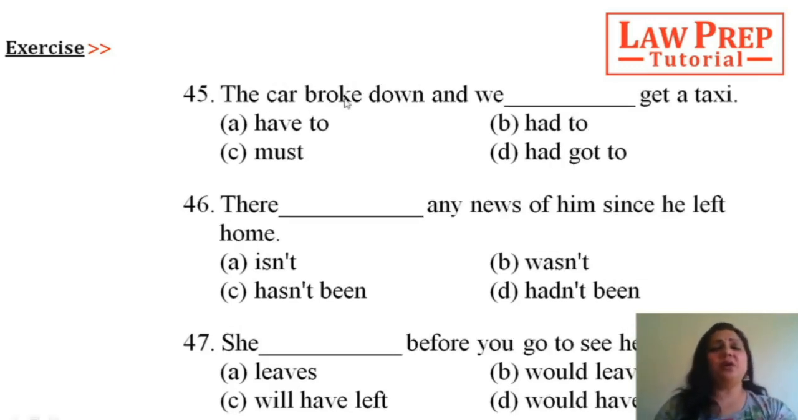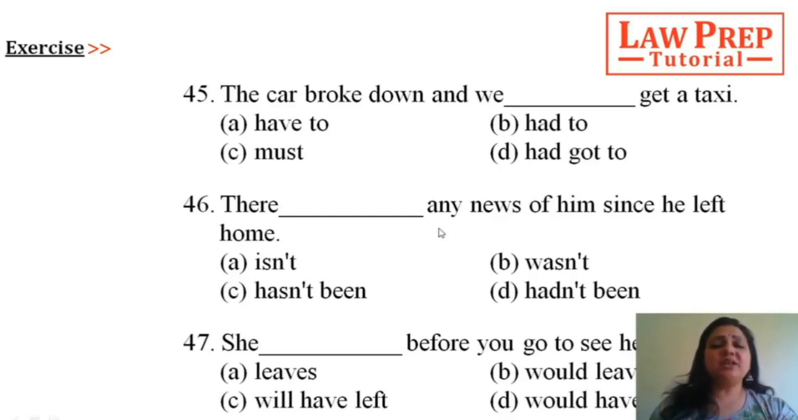"The car broke down and we dash get a taxi." "We must" is compulsory. We had got to, we have to, we had to. Since it's a simple past, the rule is simple past. I do agree that I talked of simple past being combined with past perfect or past continuous. But when there's an "and" case, simple past is combined with another simple past. So simple past and simple past: the car broke down and we had to get a taxi.